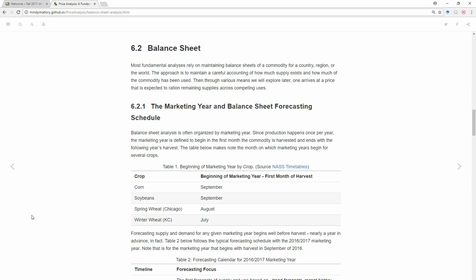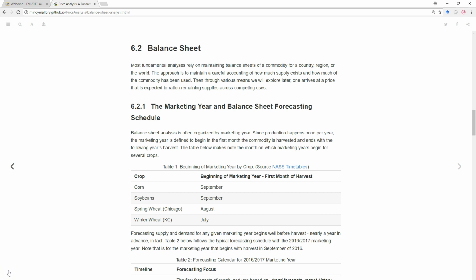All right, so let's get into the concept of a balance sheet. And we're going to actually start with introducing the concept of a balance sheet by talking about the marketing year in particular. So if you hang around people who follow markets long enough, you'll hear them say the word marketing year over and over again, and I think I've said it many times in this class without actually defining it. So here's what it means.